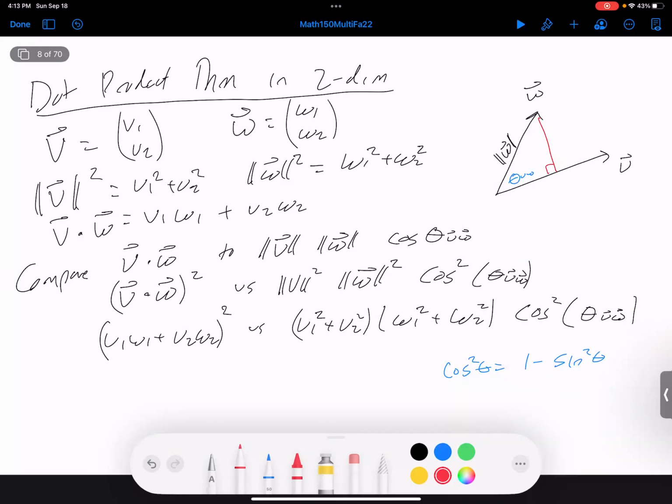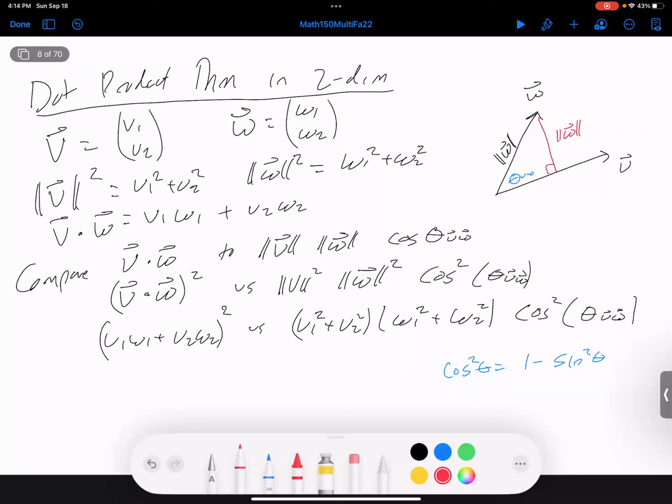We've got a right triangle. We know the hypotenuse. We know this angle. So what's the length of this side? That times the cosine angle. So the cosine of theta times the length of W.